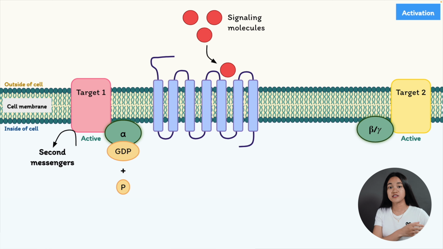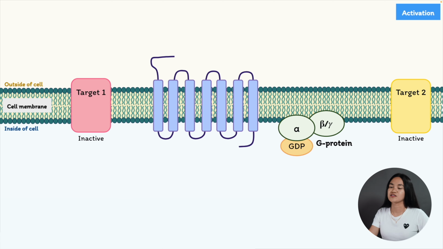So when GDP is bound, it's off, it's not going to be signaling. All right, that's pretty cool, right? But what does that mean? Well, it's going to leave the effector molecule and it's going to reunite with the beta-gamma complex, okay?